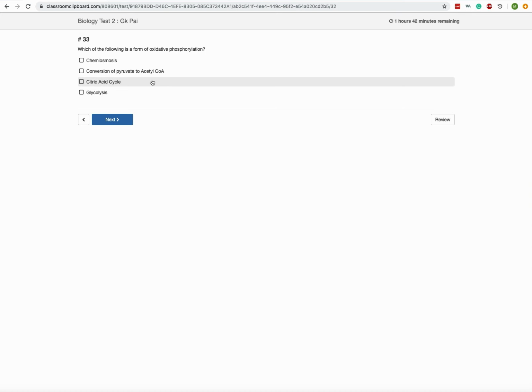Which of the following is a form of oxidative phosphorylation? That is essentially another word for chemiosmosis, but oxidative phosphorylation requires oxygen, and phosphorylation refers to something getting a phosphate group added to it, and that's exactly what happens during chemiosmosis. ADP gets a phosphate added to it to become ATP.